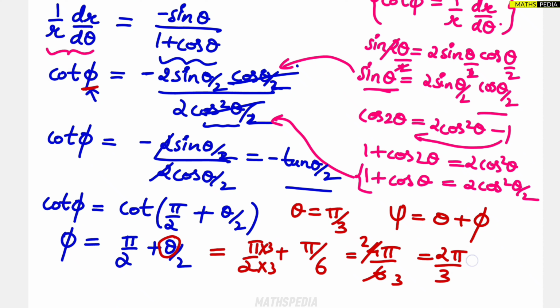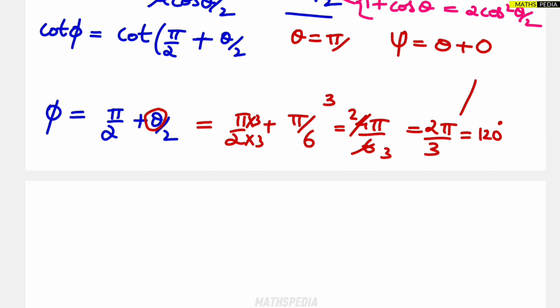2 pi by 3 is how much? 120 degrees. Now you will ask me how I got 120 degrees. In place of pi, I substituted 180. So 180 by 3 is 60, and 60 into 2 is 120. So what did I get? The phi value I got is 120, or you can say 2 pi by 3. We'll take it as 2 pi by 3 only.